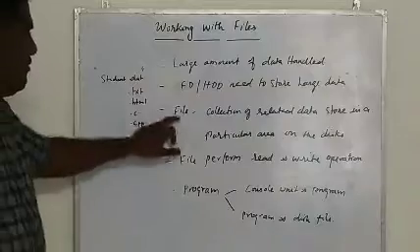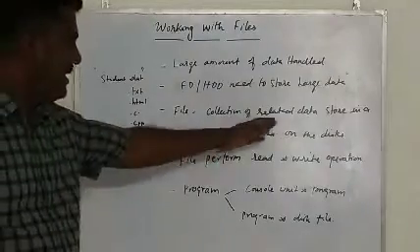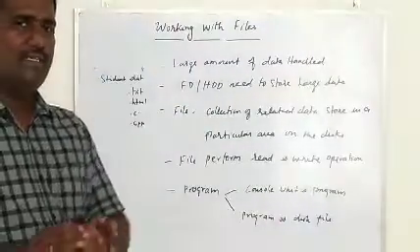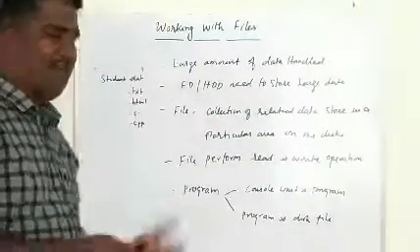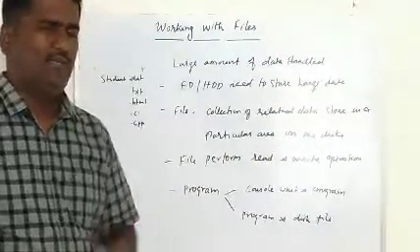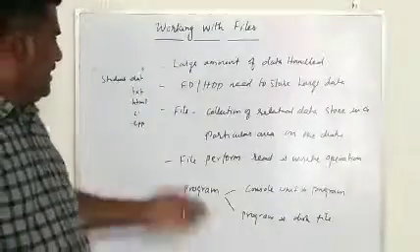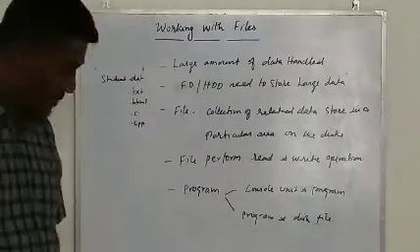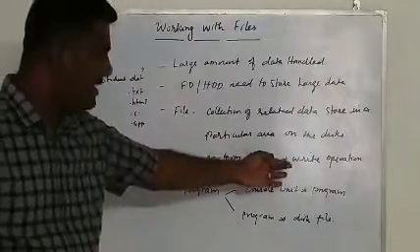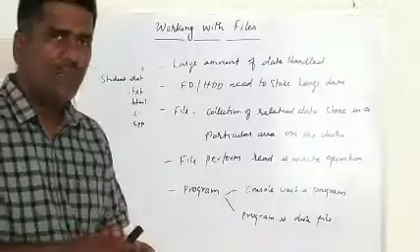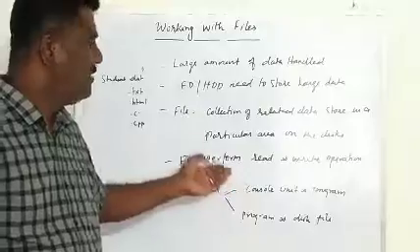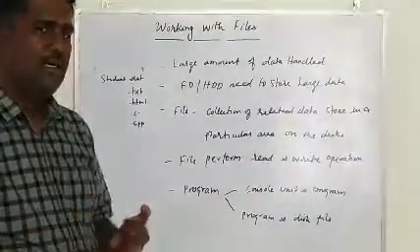So the file is nothing but a collection of related data stored in a particular area of the given disk. The disk may be a floppy disk or hard disk, or now we are also using a pen drive. Here the file operation is performed in two ways: one is called reading a file, another is called writing a file. These are the two operations performed on a file, the read operation and the write operation.